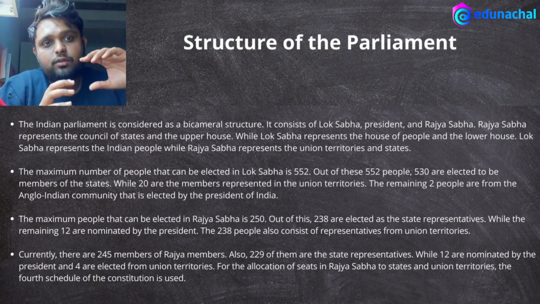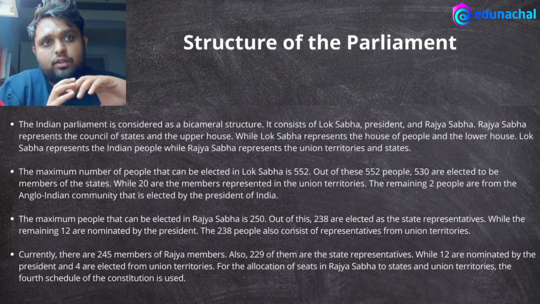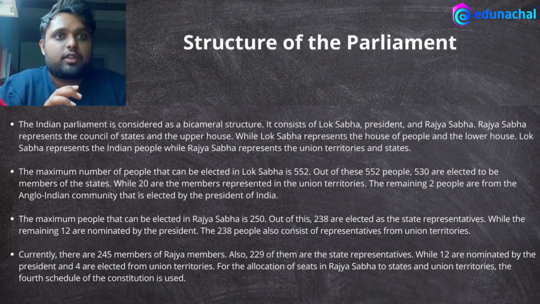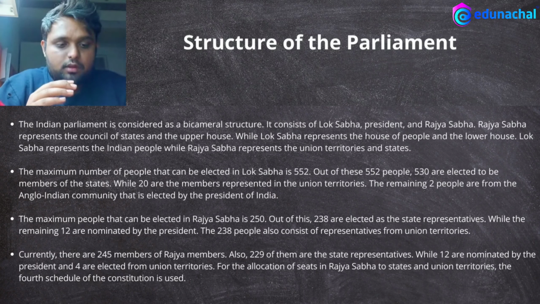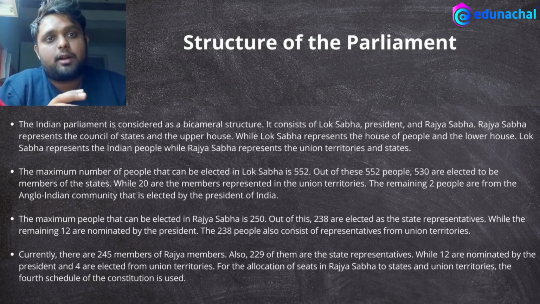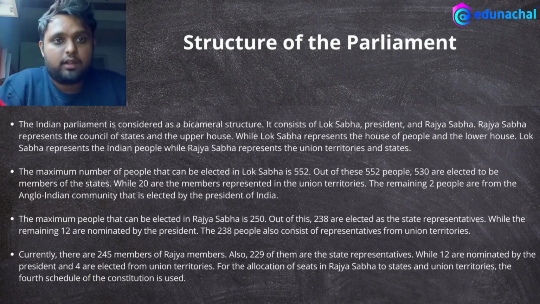So the size of Lok Sabha is 543 and that of Rajya Sabha is less. So how many seats are there in Rajya Sabha? There are 233 seats to Rajya Sabha in addition to 12 nominated members.